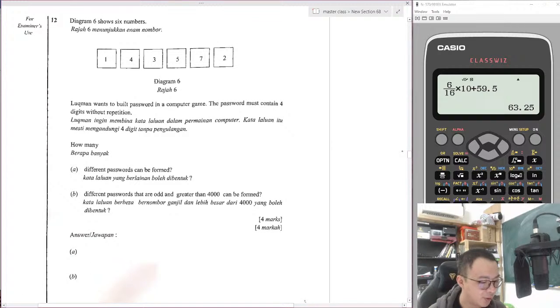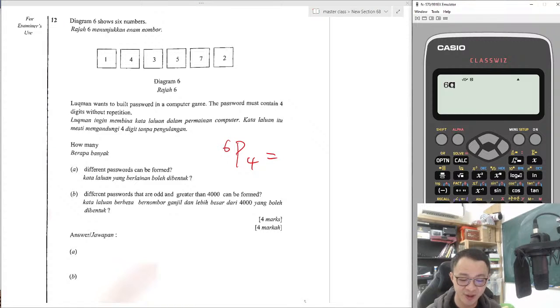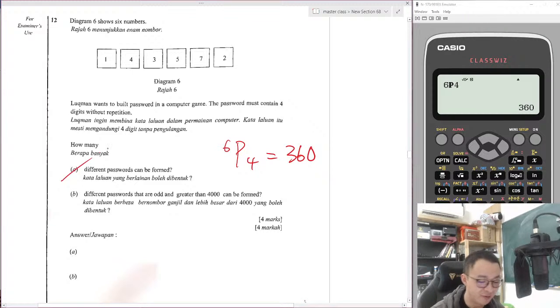Alright, so Lukman wants to build a password in the computer games. The password must contain 4 digits without repetition. How many different passwords can be formed? It's quite easy. We only have 6 numbers. We want to choose 4 numbers to form the password. But for a password, you have to ask yourself, does the arrangement matter or not? If the arrangement matters, use P. 6 numbers, choose 4. Done. Okay, 6P4. Use a calculator, alright? 6P4. Yeah, it's 360. Done. Very easy.